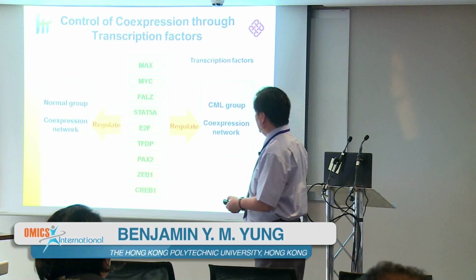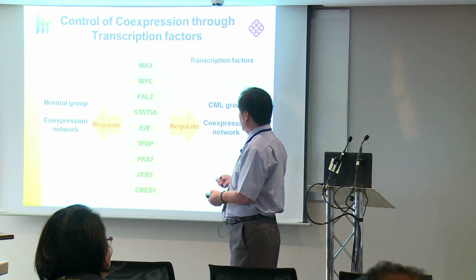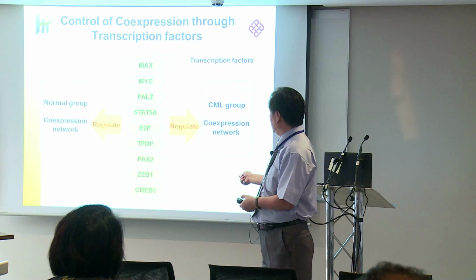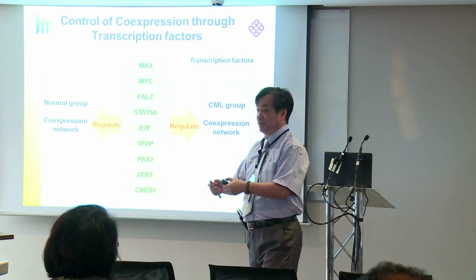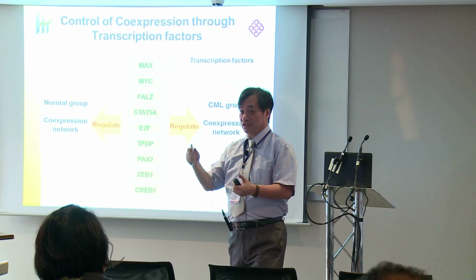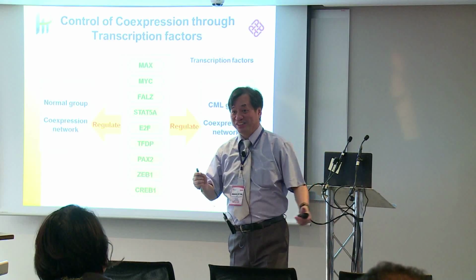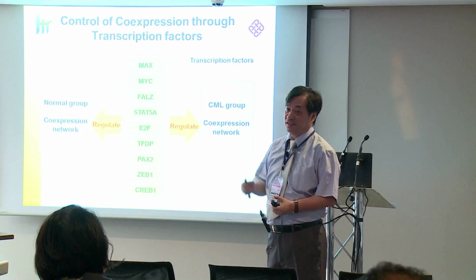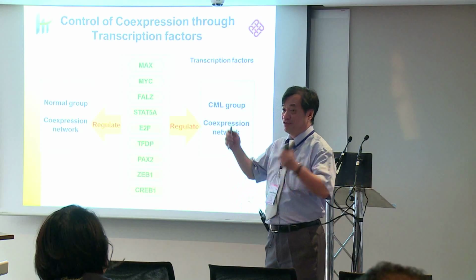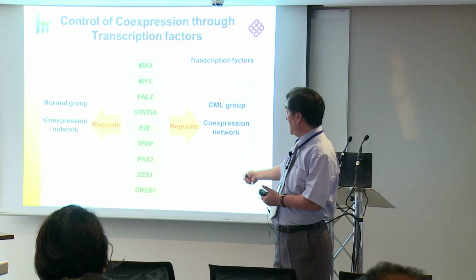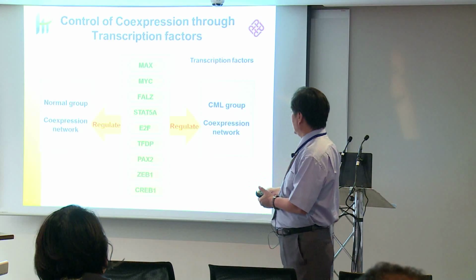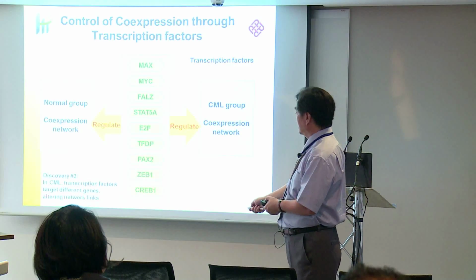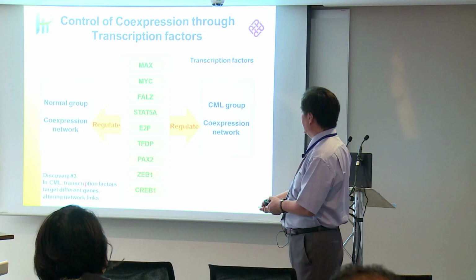One interesting phenomenon that we observed: common transcription factors regulate the normal and also the leukemia, but they are oppositely regulated. One is up-regulated, but the other is down-regulated. Very interesting. Common genes involved in normal and leukemia, and this is quite striking. We thought maybe different transcription factors regulate, but they are common transcription factors. And interestingly, in different directions. So transcription factors target different genes, altering network links.